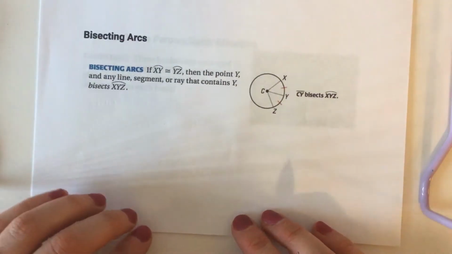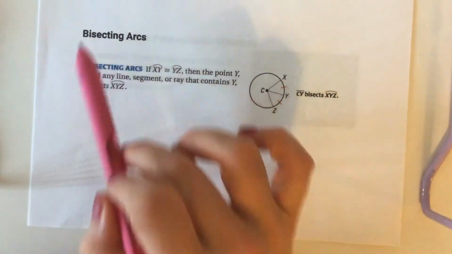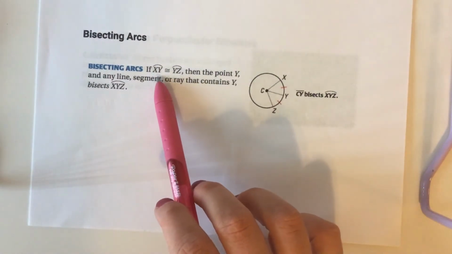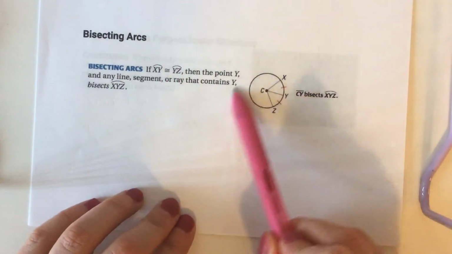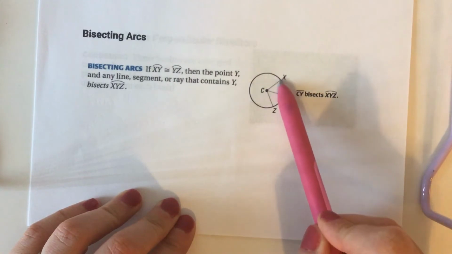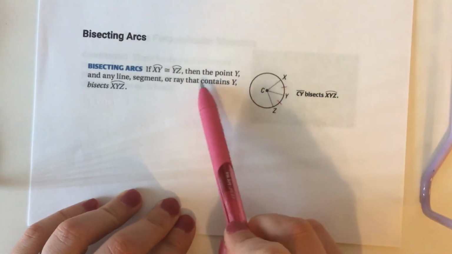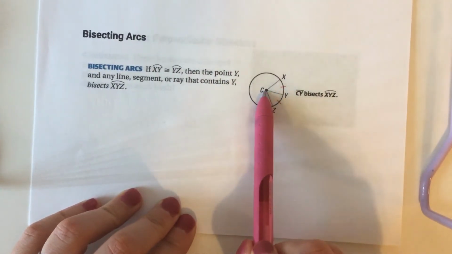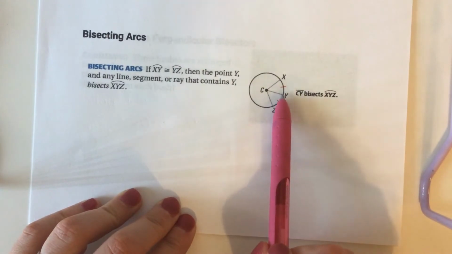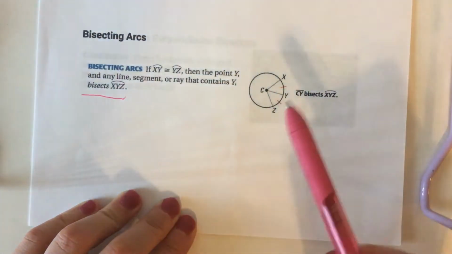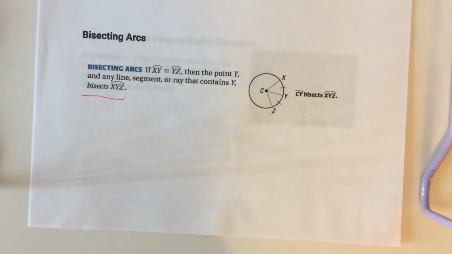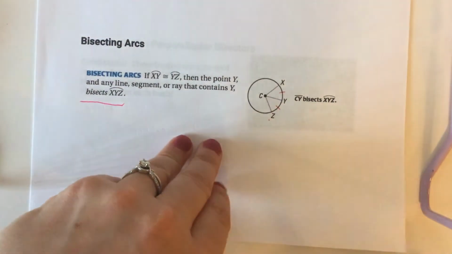Another new term that we might see is bisecting arcs, and we've seen this word bisecting before. It just means to cut into two congruent halves, two congruent pieces. It cuts it in half. And if arc XY is congruent to arc YZ, so we're looking at our picture over here, this small portion of the arc XY is congruent to YZ, then point Y and any line, segment, or ray that contains point Y, so any radius, diameter, or chord that goes through that point, we say bisects arc XYZ. And it just cuts it in half into two congruent pieces. Again, we're just using that bisecting term that we've used a lot already this year.